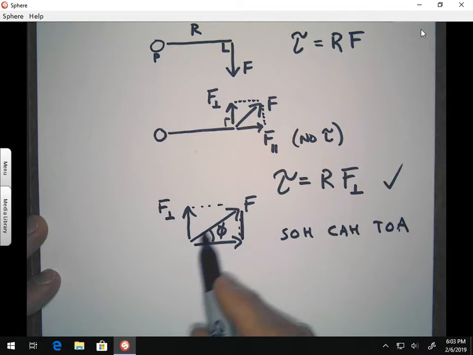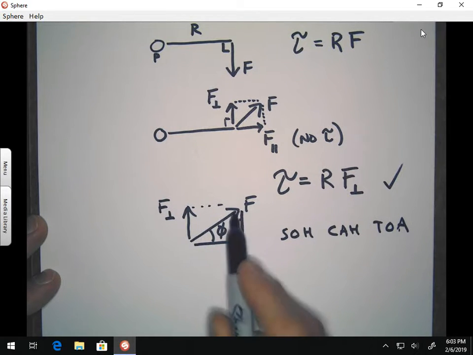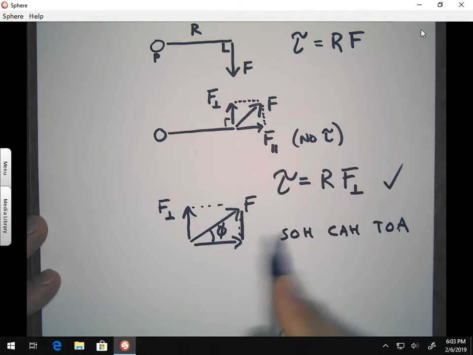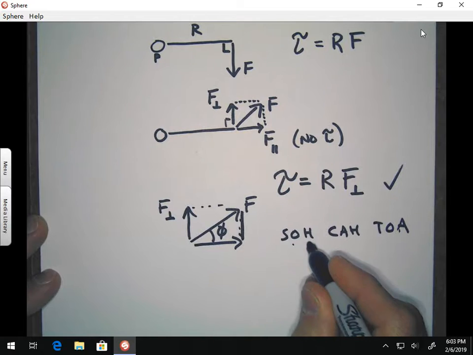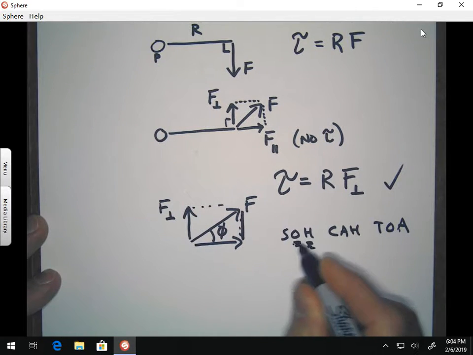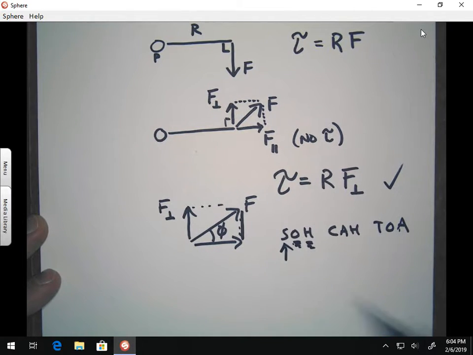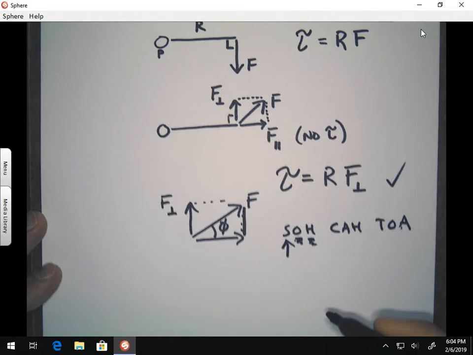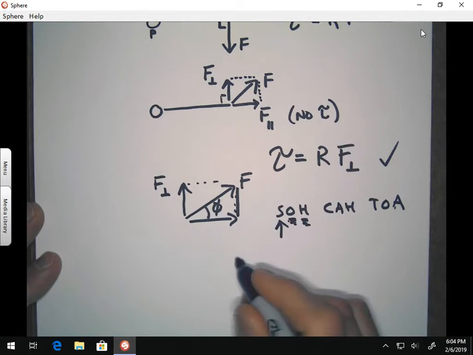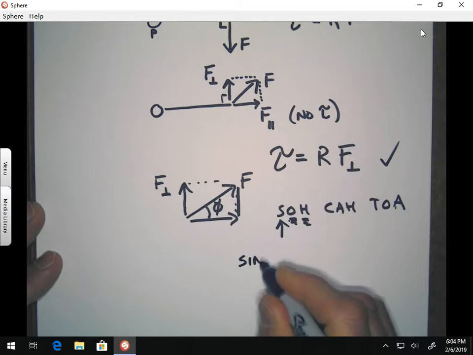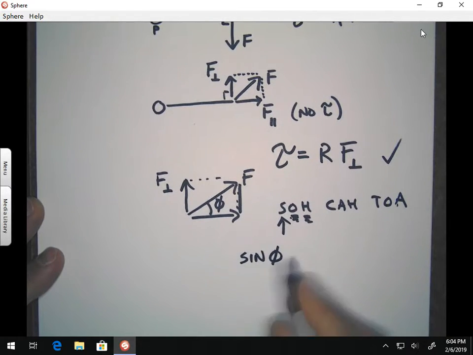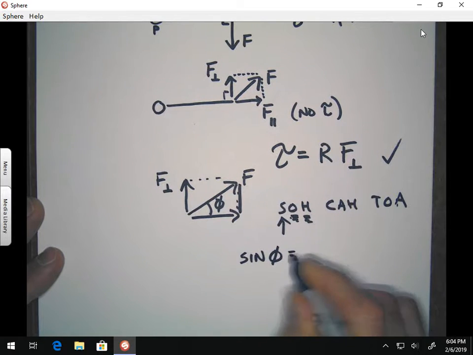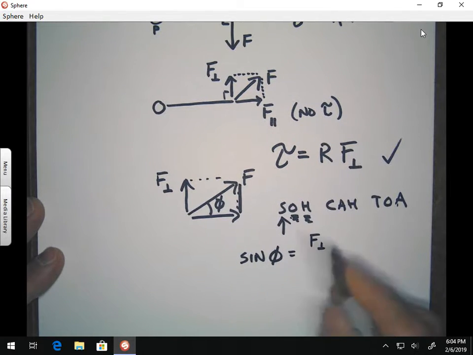We want to relate the hypotenuse to the opposite side. Hypotenuse, opposite, we have to use the sine function. So if I take the sine of the angle, that's going to be the opposite divided by the hypotenuse.